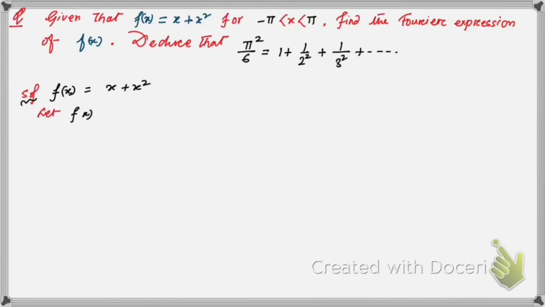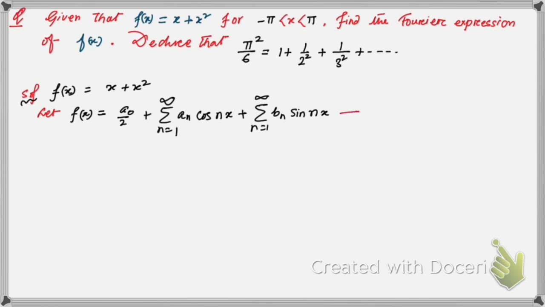So now let the Fourier series of this function be this, suppose. So this is the Fourier series, suppose equation number 1. Now how to find a naught? We have already got that a naught is equal to 1 by pi times the integral from 0 to twice pi. When we say 0 to twice pi, the interval is 0 to 0 plus twice pi. You can assume that.